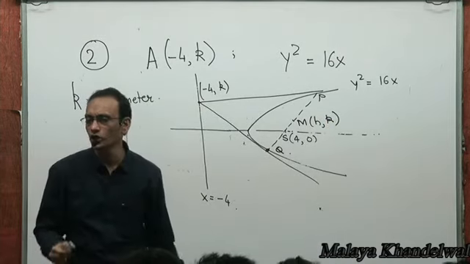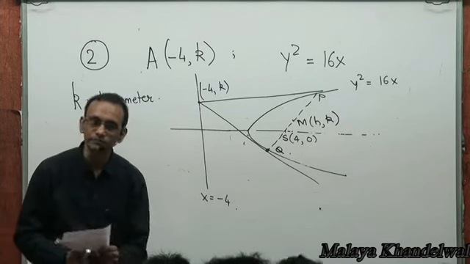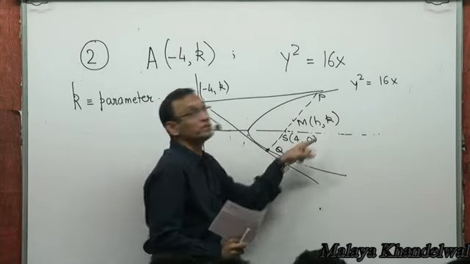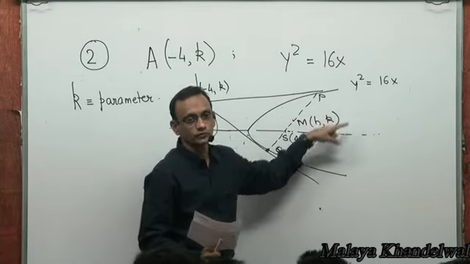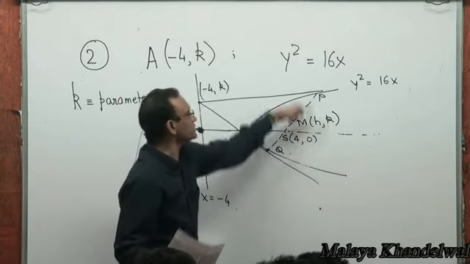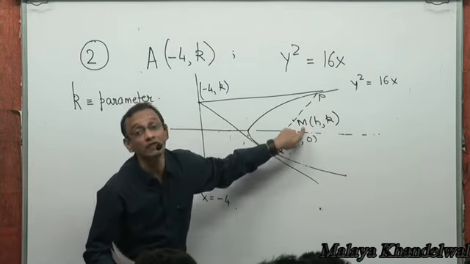M is the midpoint of this focal chord PQ, right? If a circle is drawn with PQ the diameter, then M will be the center of that circle. M will be the center of the circle whose diameter is PQ, and we are seeking the locus of M.